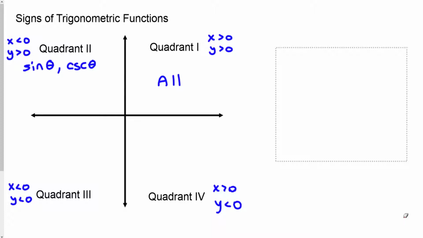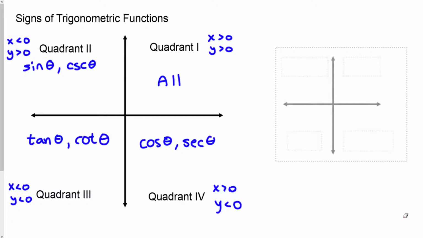In quadrant 3, both x and y are negative. So that means sine and cosine are going to both be negative. But tangent, which is y divided by x, when you take a negative divided by a negative, the result is positive. So tangent and cotangent are positive in quadrant 3. In quadrant 4, x is positive, y is negative, so now cosine and secant are positive in quadrant 4. And there's a nice way of remembering these. It's a mnemonic.